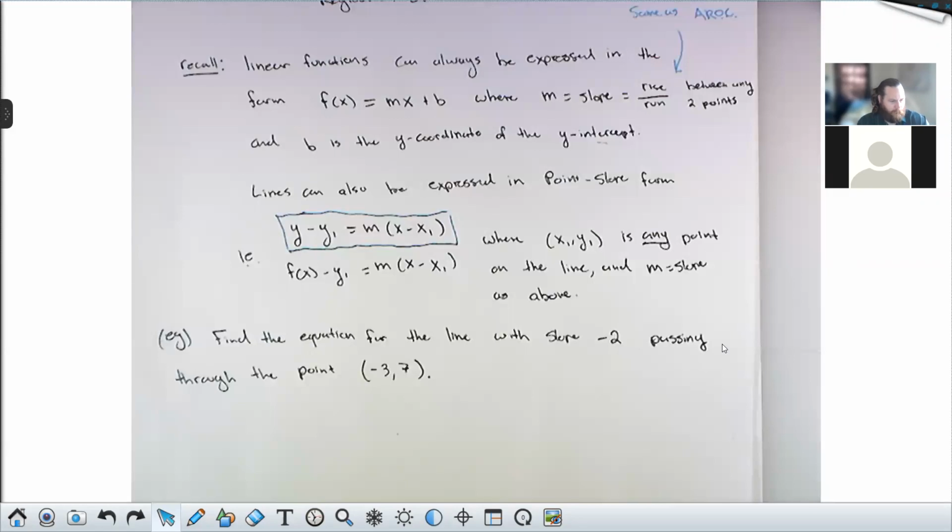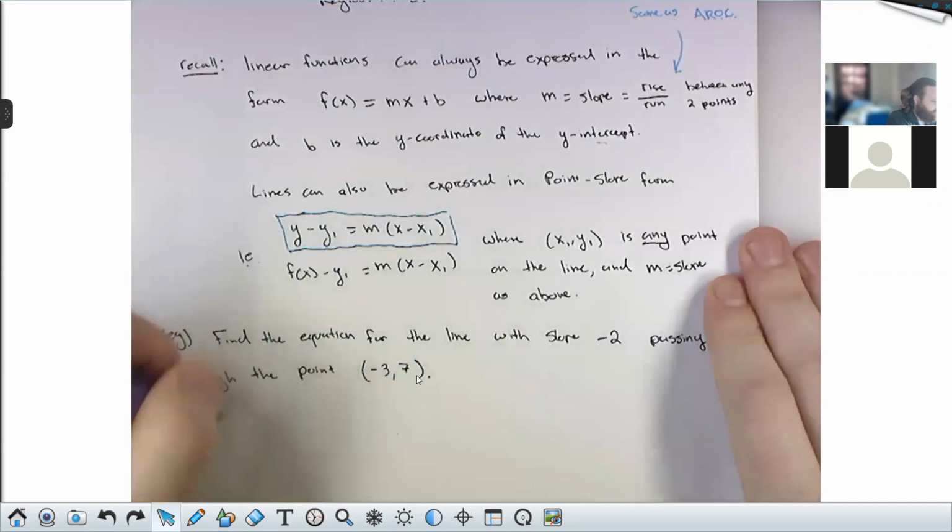You could draw a picture if you wanted to. Not a bad idea to do so, but I'm just going to attack this immediately and directly using my point slope form. You could try to figure out the y-intercept, right? You know the slope is -2, so every time you go to the right one, you go down 2. You could use that to get from this point to the y-intercept, but there's no reason to do that, and you might make a little mistake.